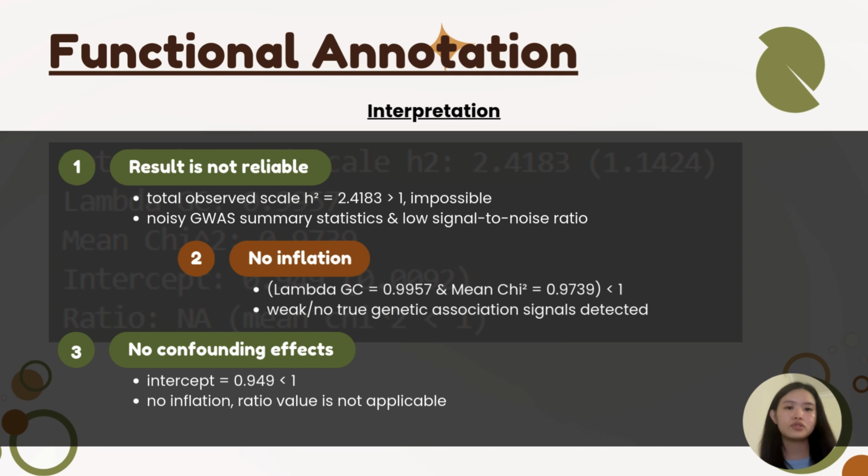Thirdly, the results show no confounding effect as reflected by the intercept value below 1. Since there is no inflation, the ratio value is not applicable and cannot be used to estimate confounding contributions. In conclusion, the LD score regression result shows no inflation or confounding, but the GWAS appears underpowered, leading to conservative test statistics and an unreliable SNP heritability estimate.